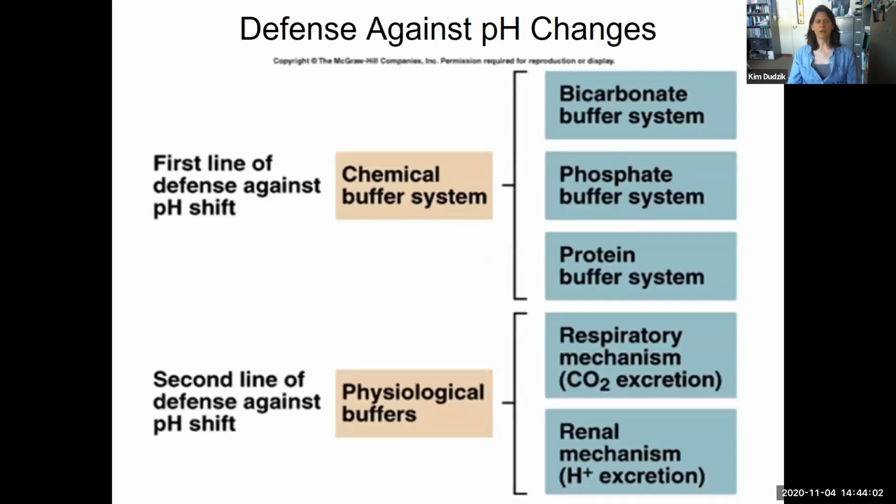Okay. So our defenses against pH, we have two main lines of defense. We have a chemical buffer system and then physiological buffers. Okay, so chemical buffer systems, some of these we have seen already. That's the first line of defense. So when pH is starting to either go too low or too high, chemical buffer systems tend to kick in.